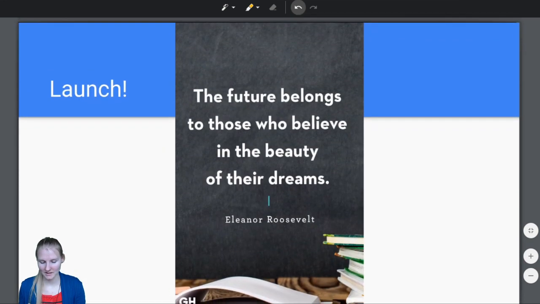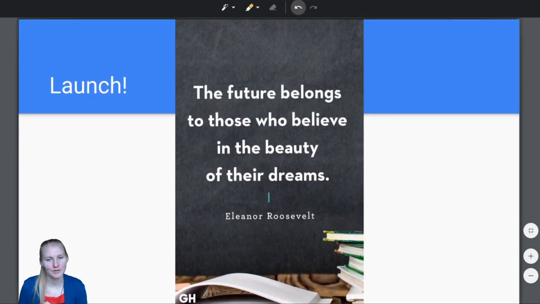And let's end with a launch, shall we? Today's launch comes from Eleanor Roosevelt, and they say, "The future belongs to those who believe in the beauty of their dreams." Maybe you've heard of this saying before, maybe you haven't, but the future belongs to those who believe in the beauty of their dreams. The future belongs to them.